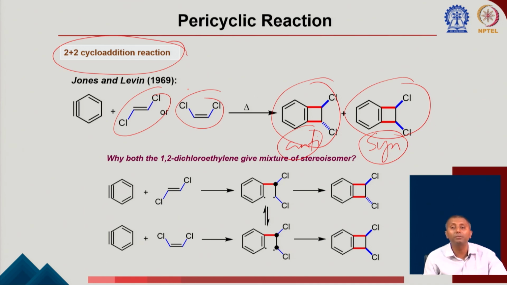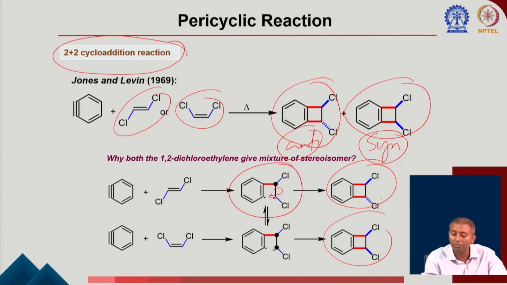So now the question comes, what is happening here? This is going through some sort of a diradical formation. Once you have this diradical, there is a chance of bond rotation. Because of the bond rotation, you end up getting a mixture of products, both the anti and syn product are going to form.